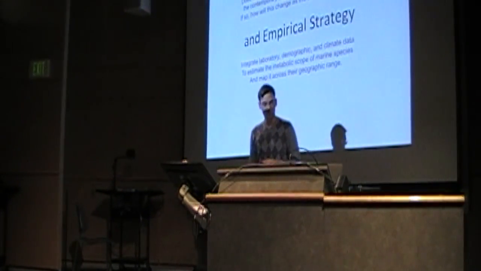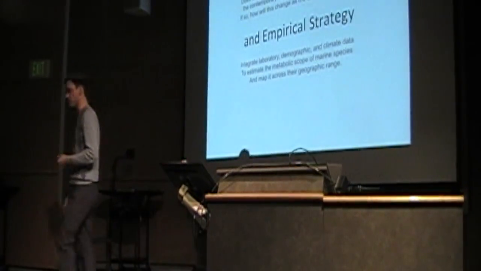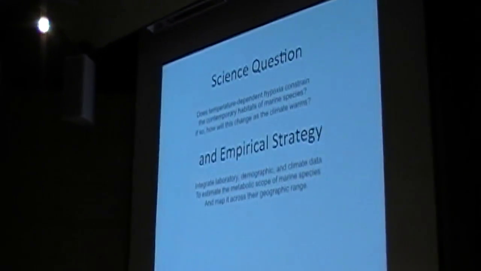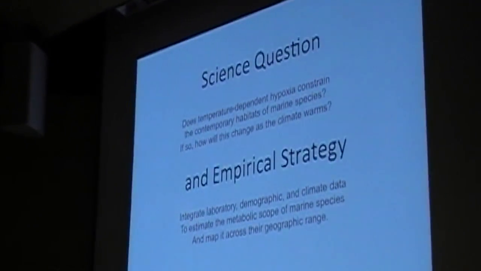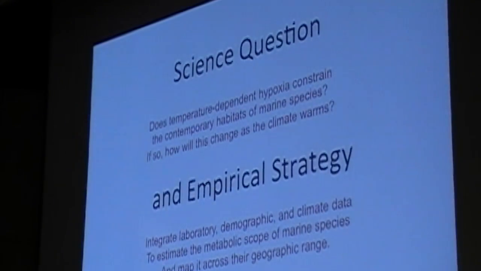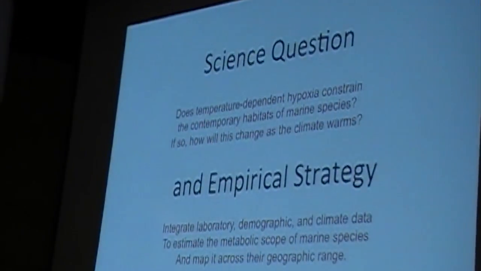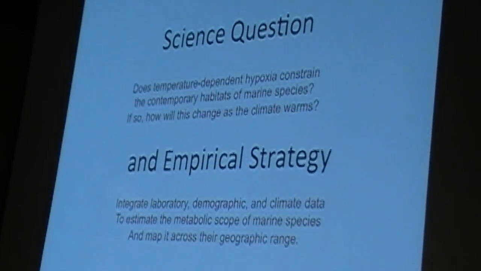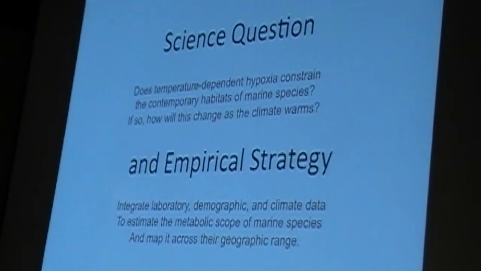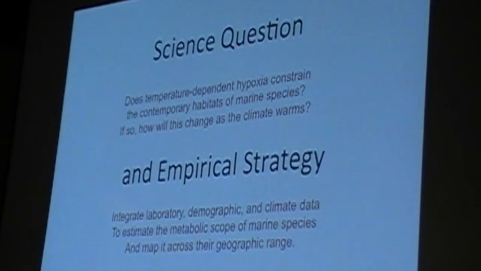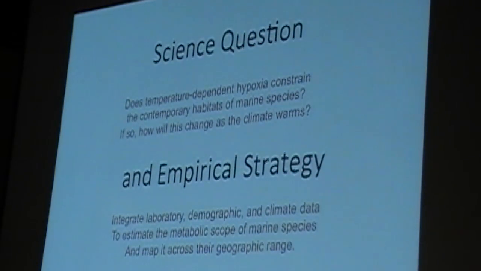Okay, so here's what I want to do for the next 30 minutes. I want to pose this fairly simple question. Does this kind of picture of temperature-dependent hypoxia actually constrain the contemporary habitats of marine species? Can we tell that something like what's happening in that figure is actually happening in the real environments where species are living, not just in a laboratory tank with fish brought into it?